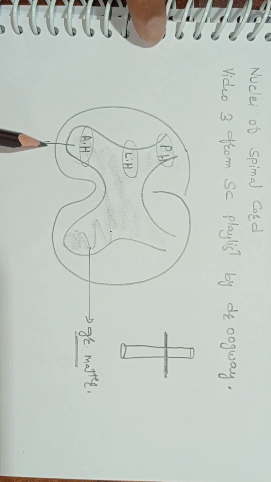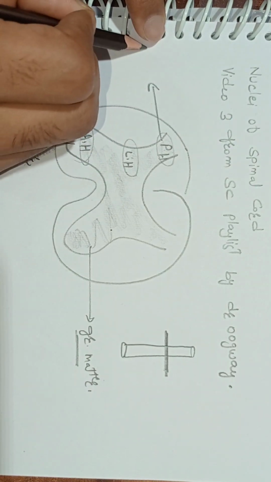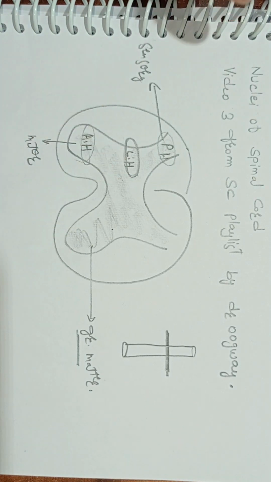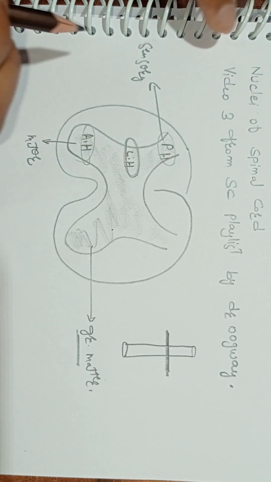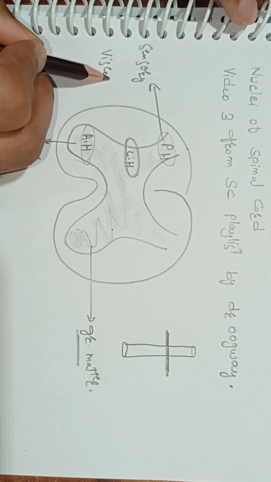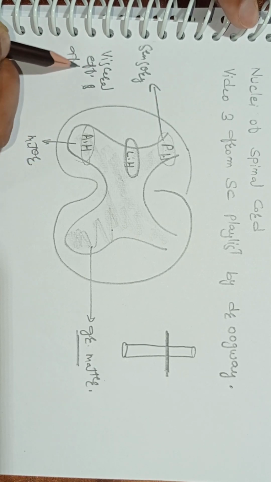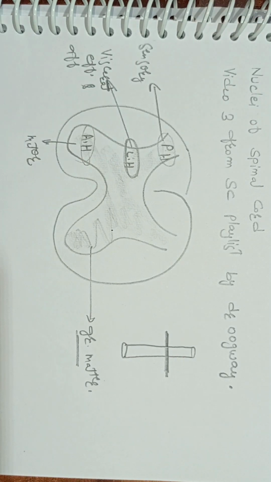The anterior horn is motor in function, and the posterior horn is sensory in function. The lateral horn carries visceral efferents and afferents. This is the function of the lateral horn.